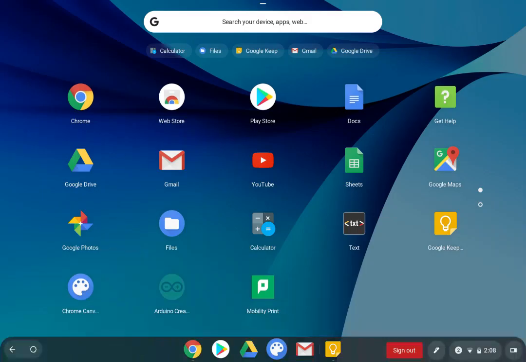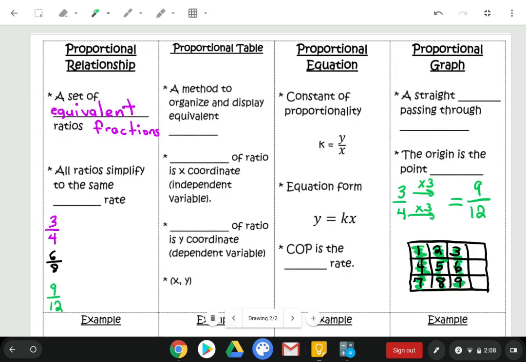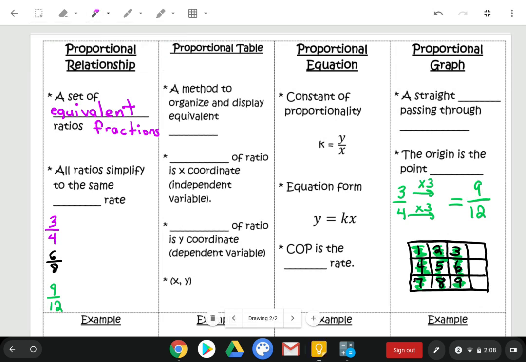I'm going to get my calculator here, and I want you to see something. I'm going to take that 3 and divide it by 4 and press enter. Notice that 3 divided by 4 is 0.75. So I'm going to return here and just note that if I do that division, 3 divided by 4, I get 0.75.